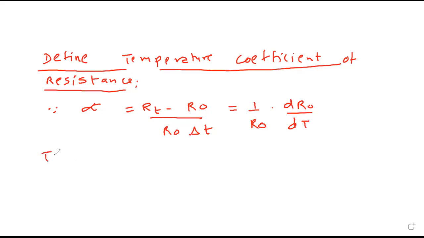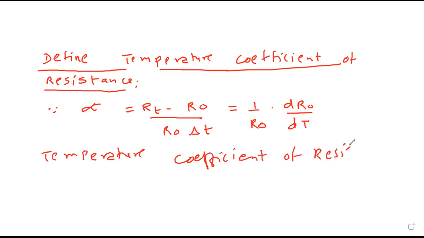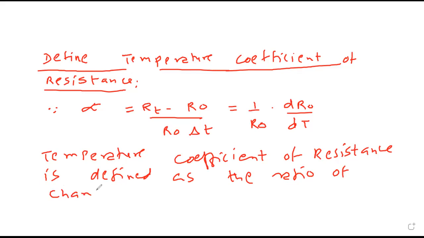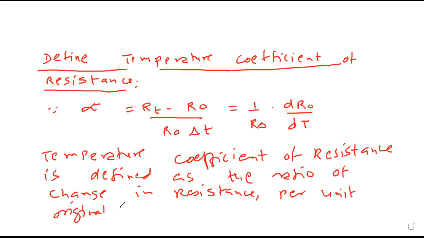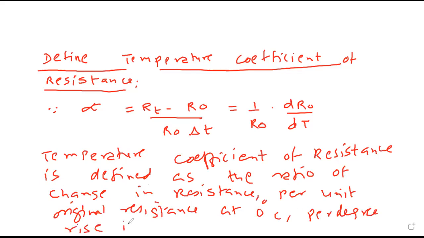So from this we can say temperature coefficient of resistance is defined as the ratio of change in resistance per unit original resistance at 0 degree Celsius, per degree rise in temperature. Copy.